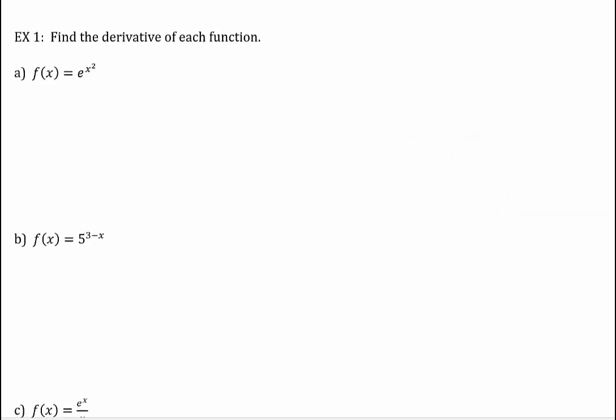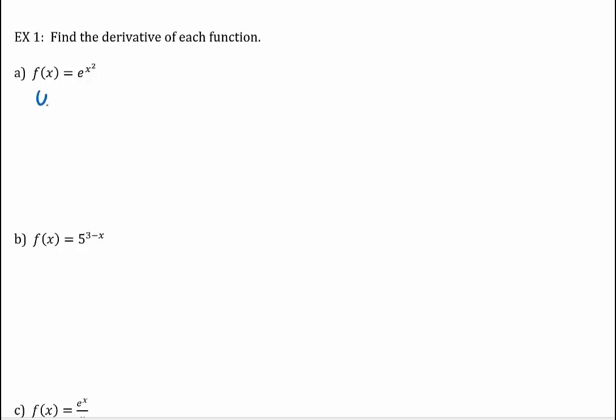All right, so let's just start doing some examples. In each of these problems, the very first thing you want to ask yourself is product rule, quotient rule, or chain rule. Is it a product, a quotient, or a composition? So 1a is actually a composition of functions.